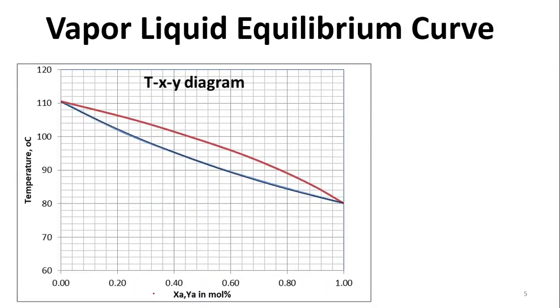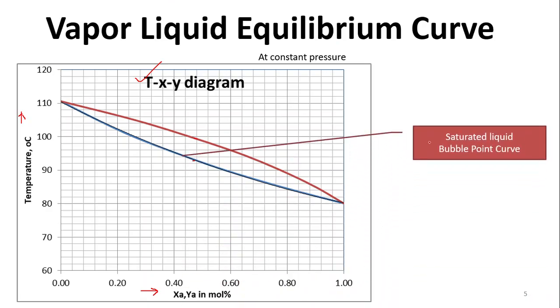Now come to the vapor liquid equilibrium curve. So this is the curve. This is called a TXY diagram, where the y-axis is the temperature and the x-axis is the composition, the liquid composition and vapor composition. This blue line is the liquid composition. This red line is the vapor composition. Now let us go one by one. What I discuss, all these diagrams are developed at a constant pressure.